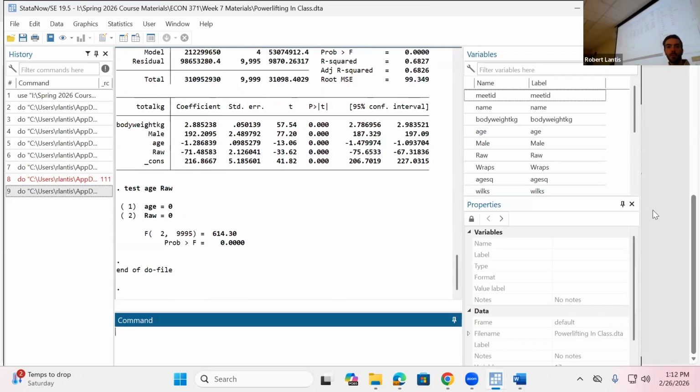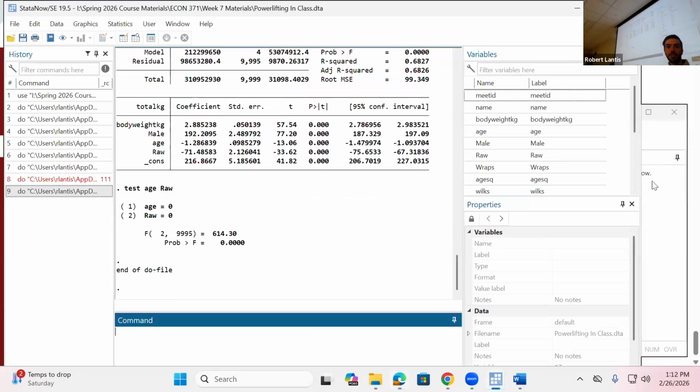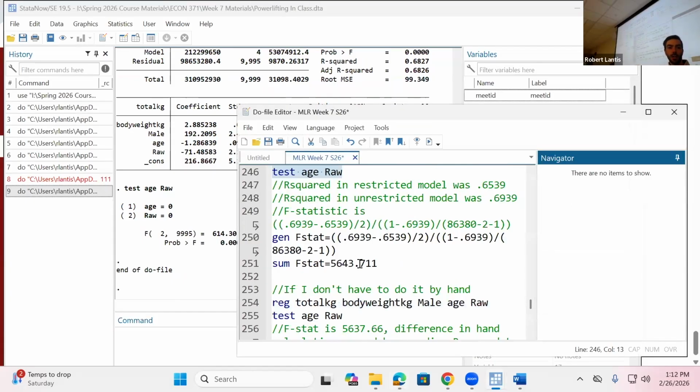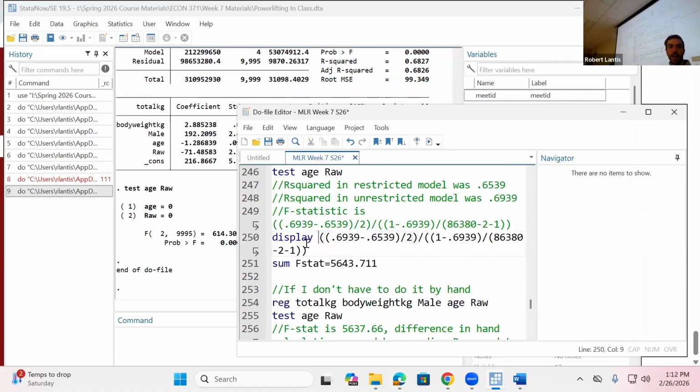Now, what I could do here is generate that variable, or I could simply use that display command to do the math for me, right? Here, I think I originally had a little typo, where the number of variables in that unrestricted model was 4. So here we'll get rid of this. We're going to have the display command. It should just show us that F statistic.